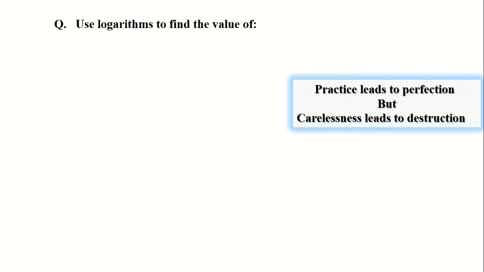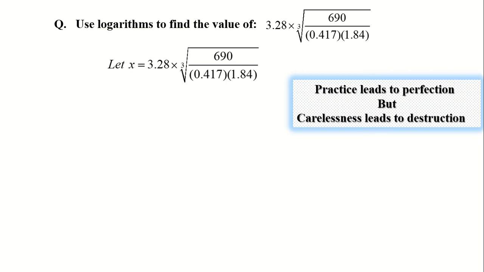Use logarithms to find the value of 3.28 into third root of 690 by 0.417 into 1.84. Let x is equal to 3.28 into third root of 690 over 0.417 into 1.84. Remember that this third root is written in radical form.